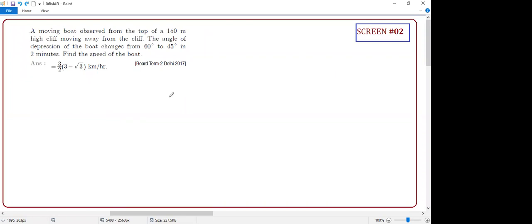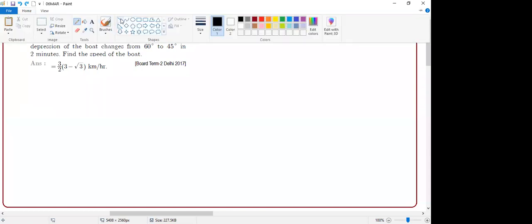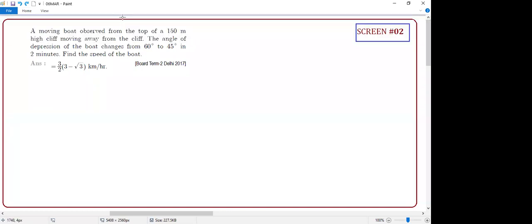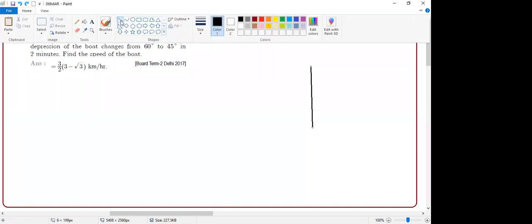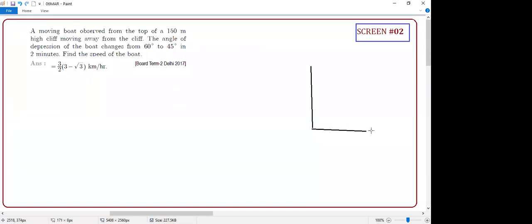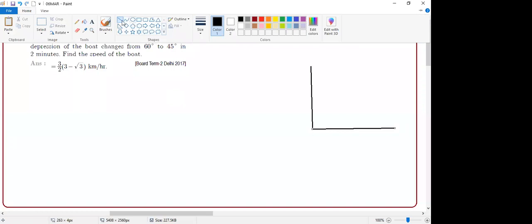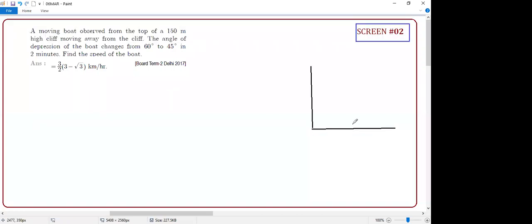Guys, the angle of depression is changing from 60 to 45 degrees, which means the boat is moving towards the cliff, or it's going away from the cliff. Anyone can tell me? Sir, away from the cliff. Excellent. So this is the ground. A boat is here in this place first.